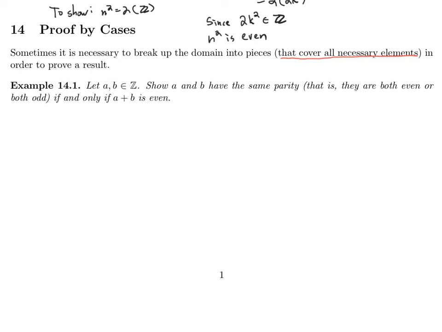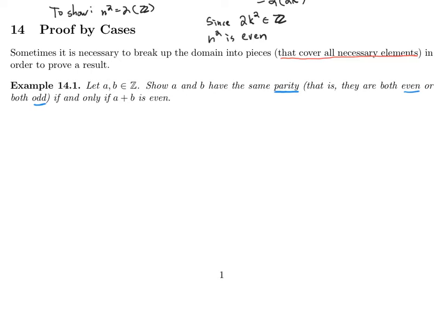So example 14.1 says we want to show that if we have 2 integers, a and b have the same parity. So that is, they're both even or both odd. That's what parity means, by the way. If you see the word parity, it means that 2 things share the property of both being even or both being odd. So we want to show that a and b have the same parity if and only if the sum of these guys is even.